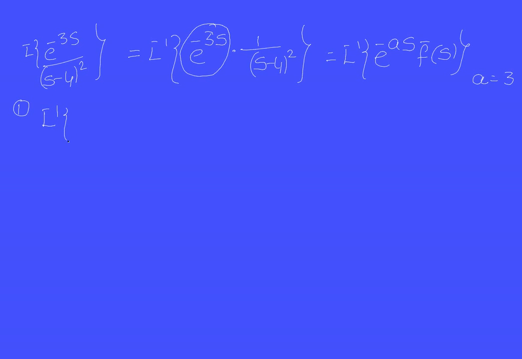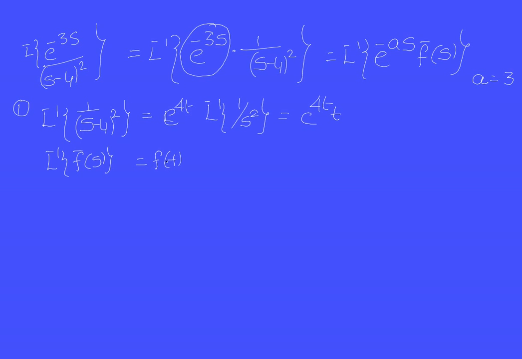Therefore, L inverse of 1 by (s minus 4) whole square is equal to e power 4t into L inverse of 1 by s square, that is nothing but e power 4t into t. So e power 4t into t is nothing but L inverse of f bar of s, which is f of t. So this value is nothing but f of t.